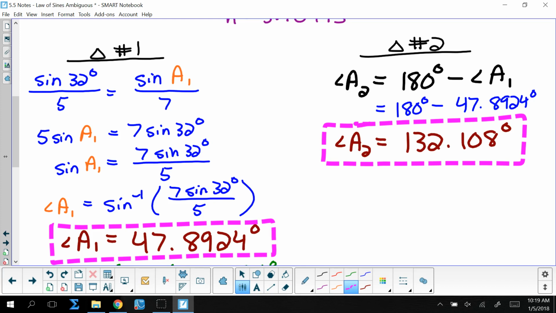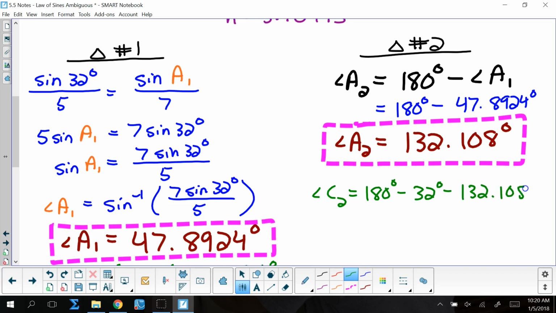Okay? Which makes it easy to find angle C sub 2. That's going to be 180 degrees minus my original angle. My original angle was 32 degrees, minus my new angle A, which is 132.108 degrees. So angle C sub 2 is going to be 15.8924 degrees.